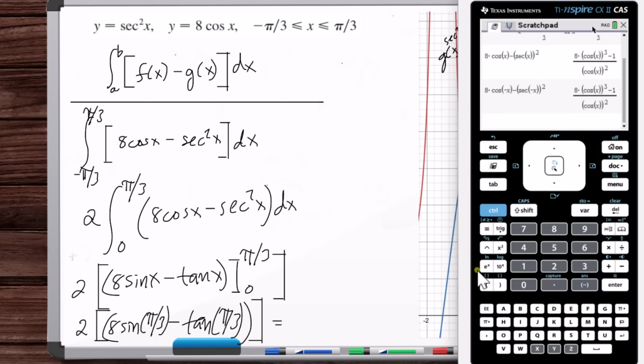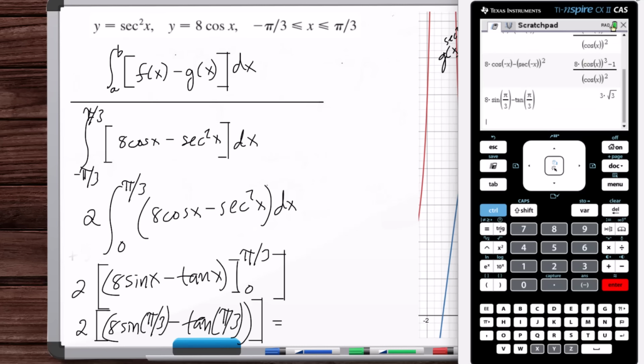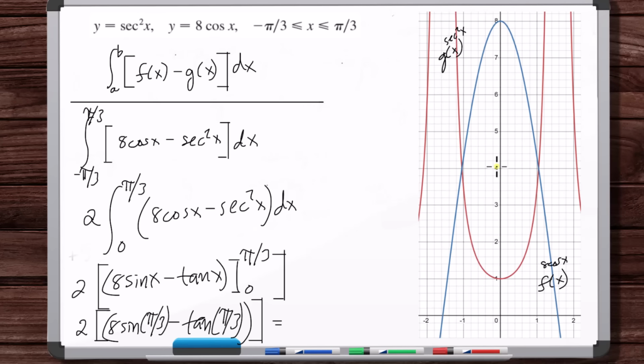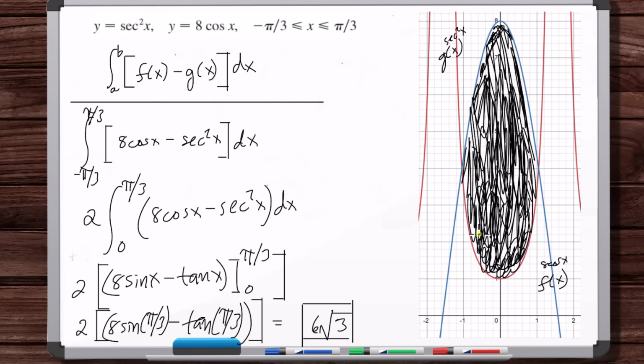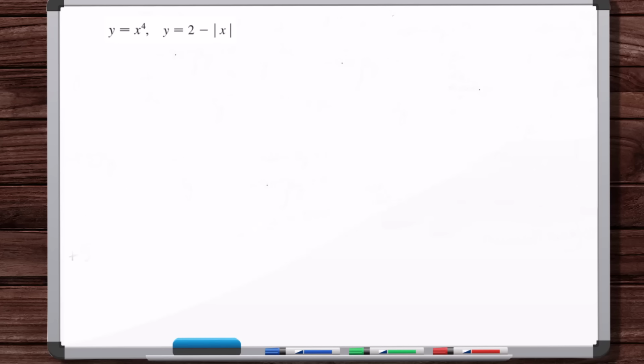So, all right, that's it. 8 times sine of pi over 3 minus tangent of pi over 3. That's 3 root 3, oh, well, then times 2, so 6 root 3. And that is this area. All right, we'll work the rest of these problems in the next video.